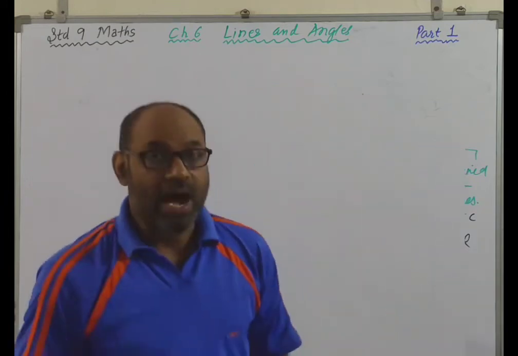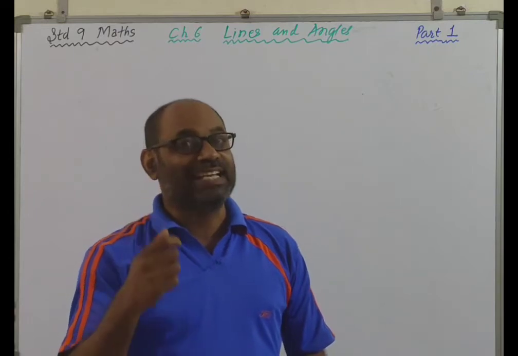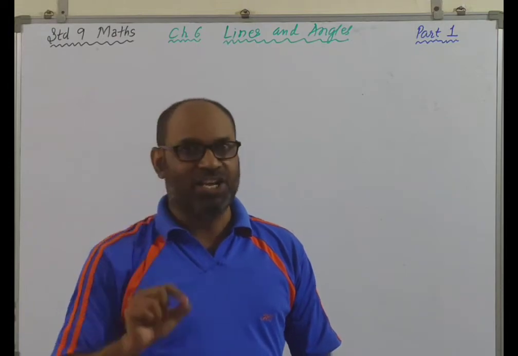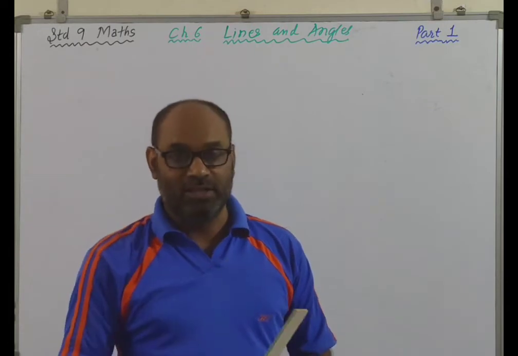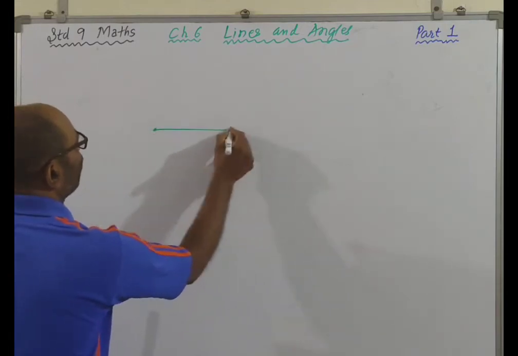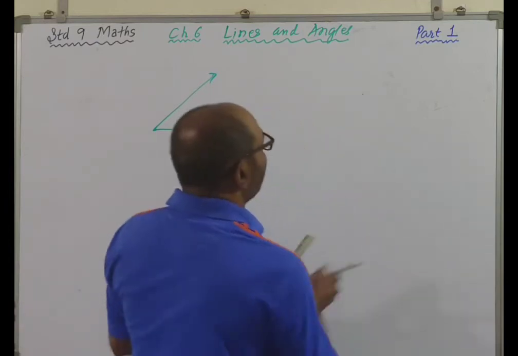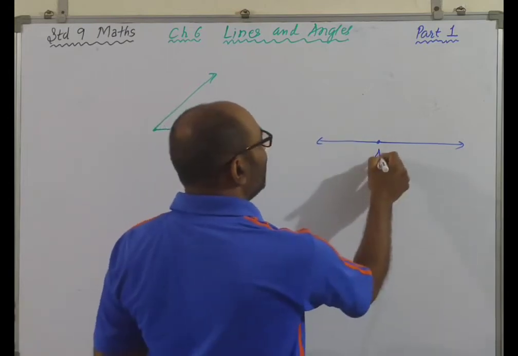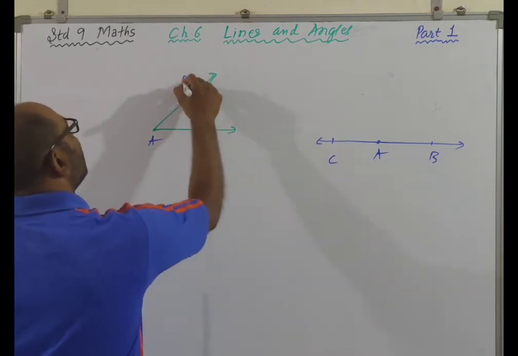Okay. Now, I'm going to draw two distinct rays with common initial point and not lying on the same line. If you want to draw two distinct rays, you can draw like this with common initial point. Here are two rays with common initial point, and here are two rays with common initial point. This is ray AB and this is ray AC.